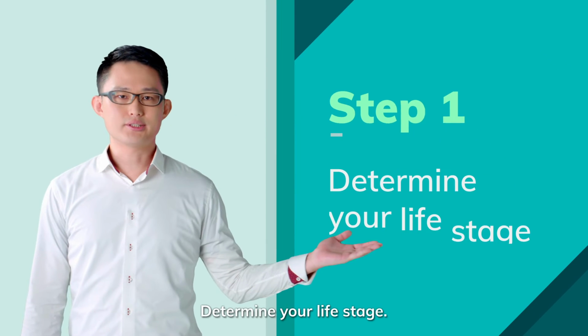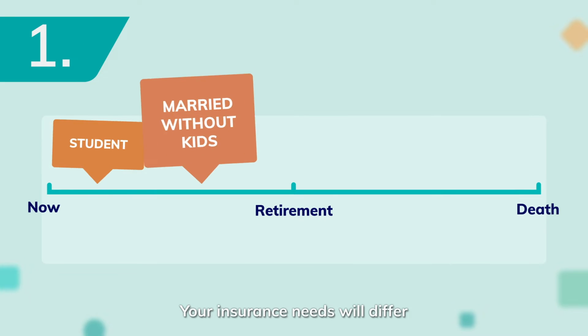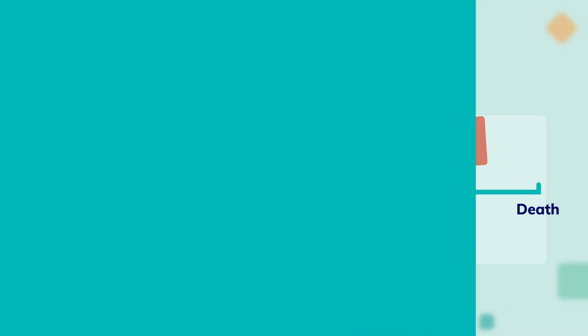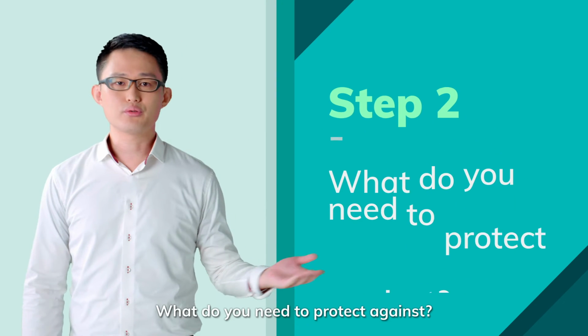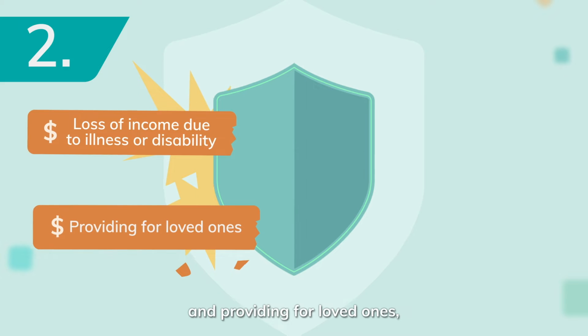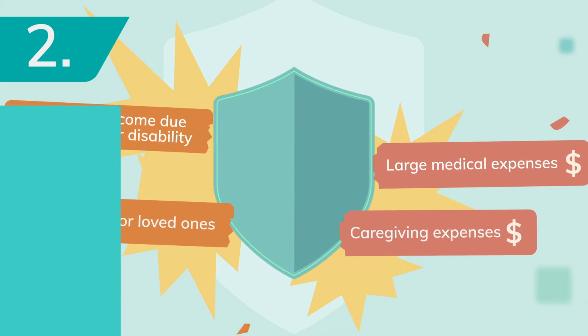Step 1. Determine your life stage. Your insurance needs will differ depending on your family and financial commitments. Step 2. What do you need to protect against? Loss of income and providing for loved ones, and large medical and caregiving expenses.